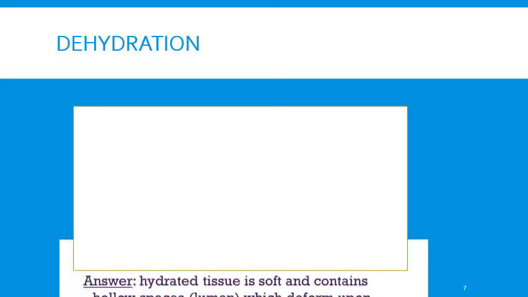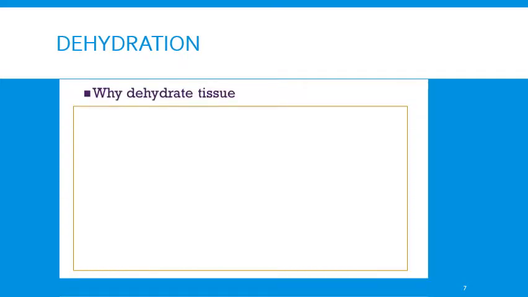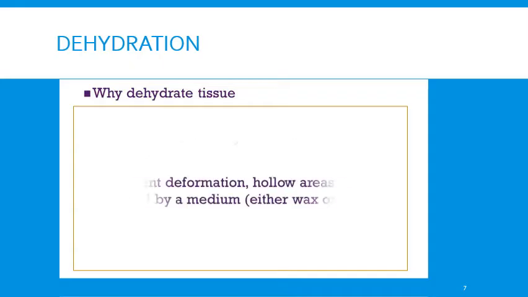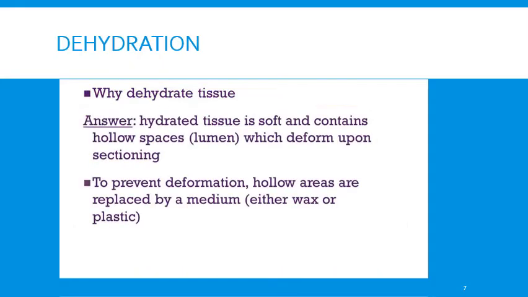The other step is called dehydration. Why dehydrate tissue? Hydrated tissue is soft and contains hollow spaces called lumen, which deform upon sectioning. To prevent deformation, hollow areas are replaced by a medium, either wax or plastic.